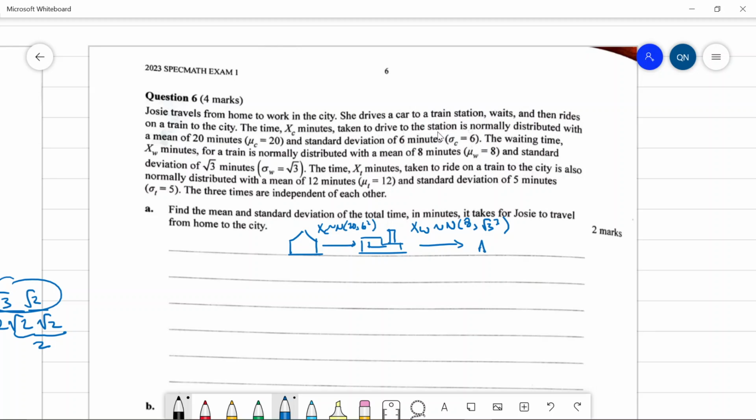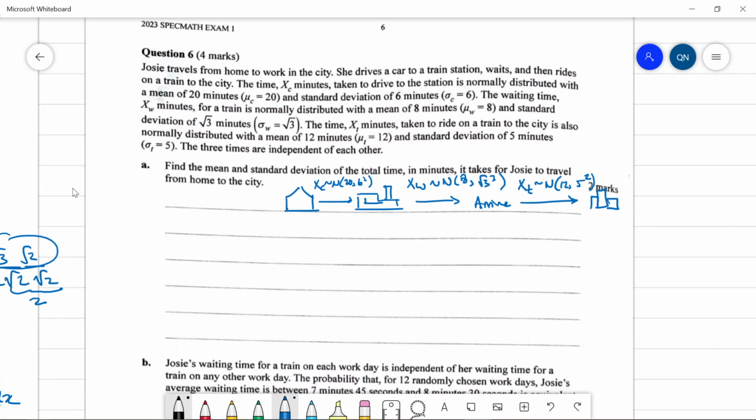So the train arrives, let's do that. The time XT it takes to ride the train to the city is also normally distributed, so city, so I'll draw buildings. So there's so many random variables here. So this is XT, normally distributed with a mean of 12 and a standard deviation of 5. So 12, 5 squared. The three times are independent of each other. That's great. Find the mean and standard deviation of the total time in minutes it takes for Josie to travel to and from the city. Okay.